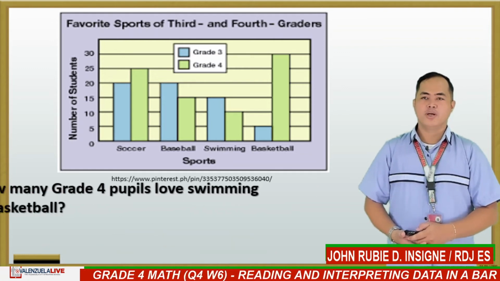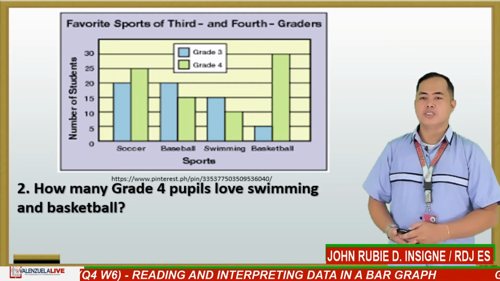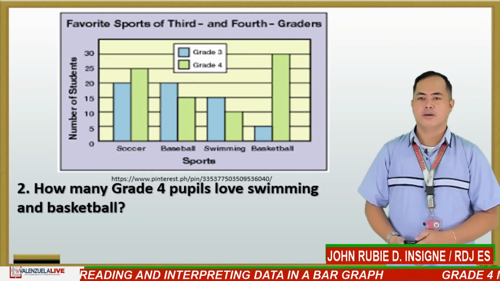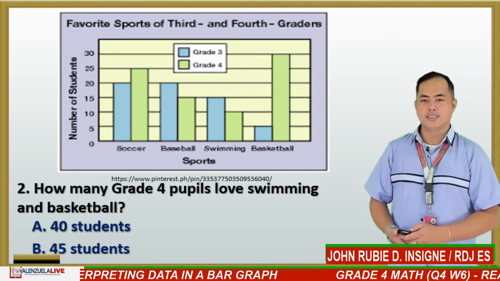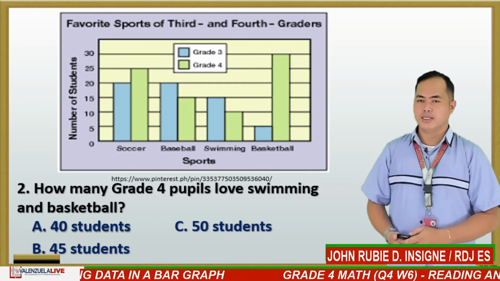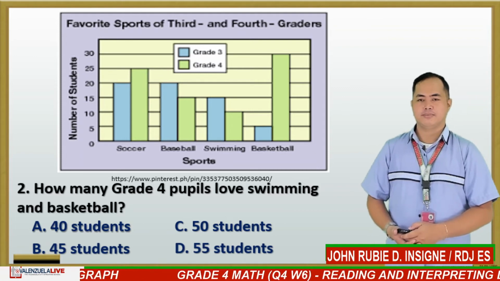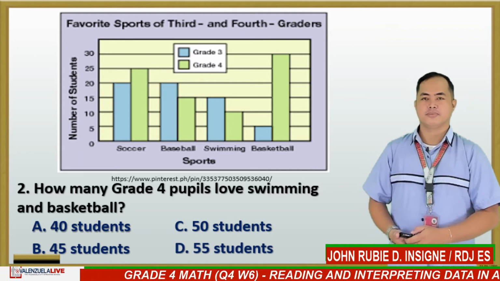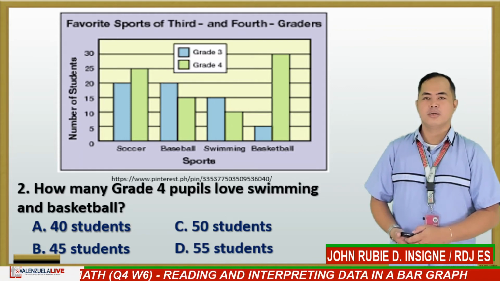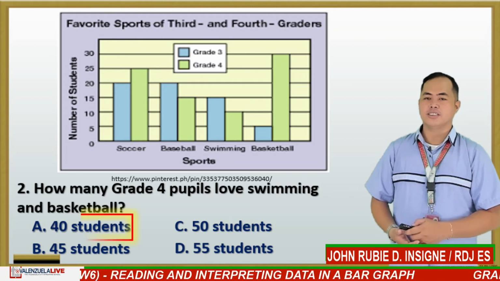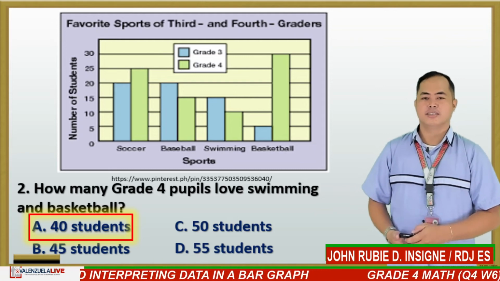For question number 2, how many grade 4 pupils love swimming and basketball? A. 40 students. B. 45 students. C. 50 students. Or letter D, 55 students. If your answer is letter A, 40 students, you are correct.